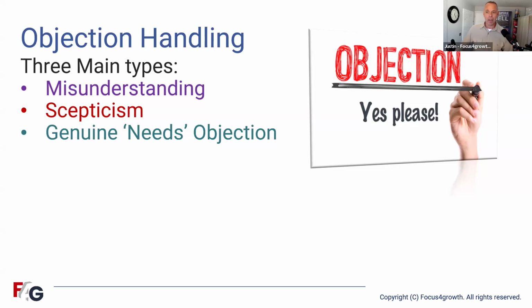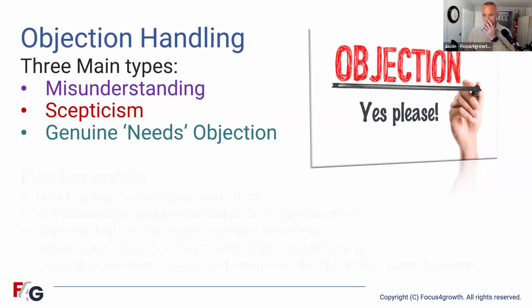And then the third area of objections that are raised are what we call genuine needs objections. So the customer wants something, you can't give them that something. So they might have a list of 10 things and you can do 8 of the things and not all 10. So that's a genuine needs objection. You can't do it, they want it, and how do we handle that needs objection? So let's talk a bit about those three.